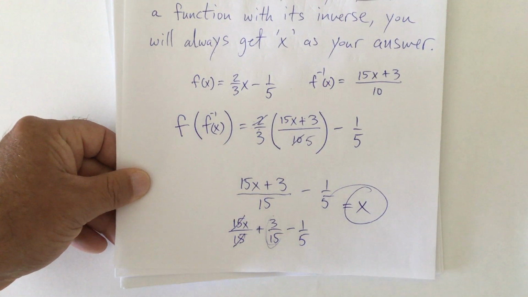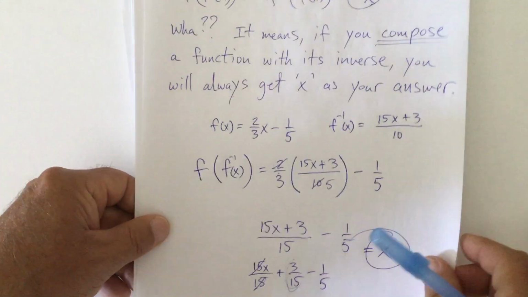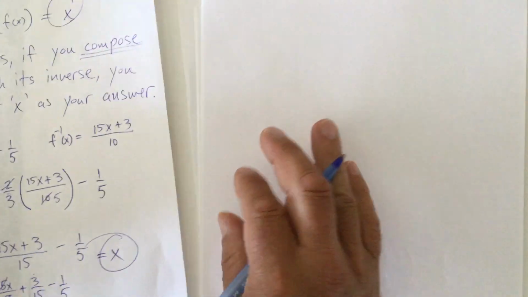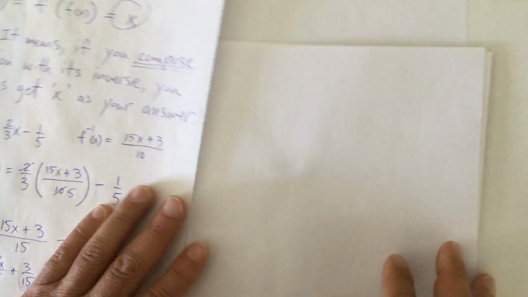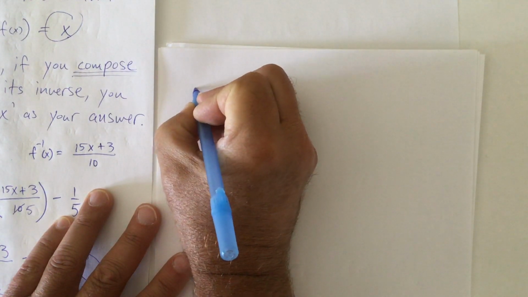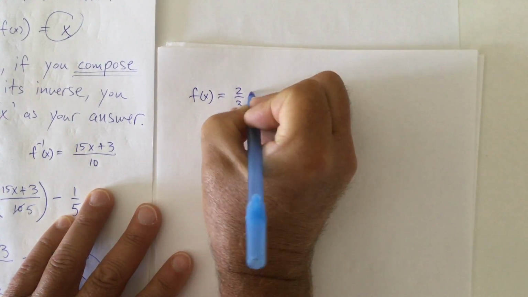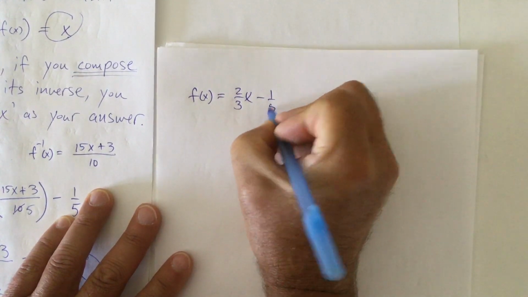I didn't have to do F inverse to do it. Let me show you on another page. Ready? Once again, what was my first function? I'm going to just do this. The original function that we had was f of x equals 2/3 x minus 1/5.